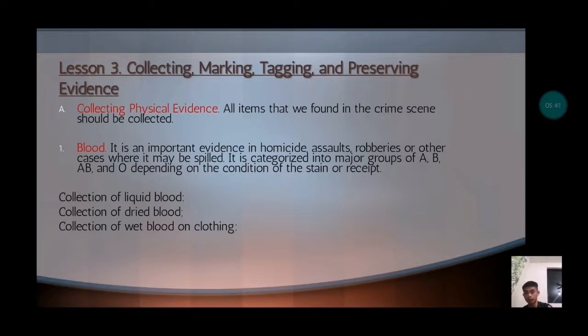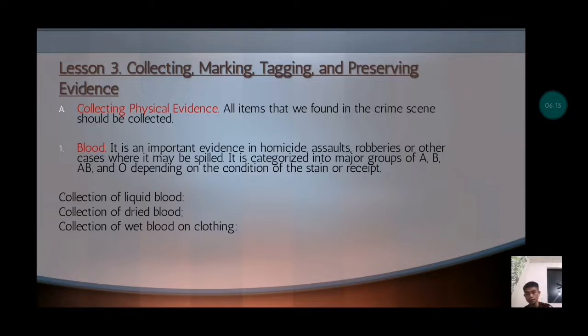So next is collection of dried blood. So on absorbent surfaces, bring in the entire object or cut out the stained area and bring to the laboratory. So on non-absorbent surfaces, scrape up a sample and place in container, or if possible, submit the entire article.